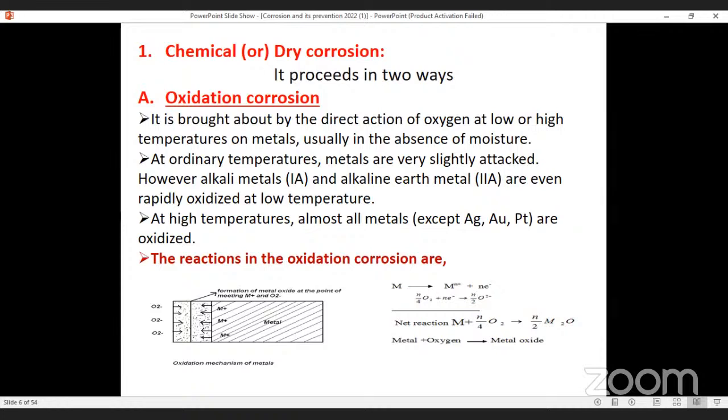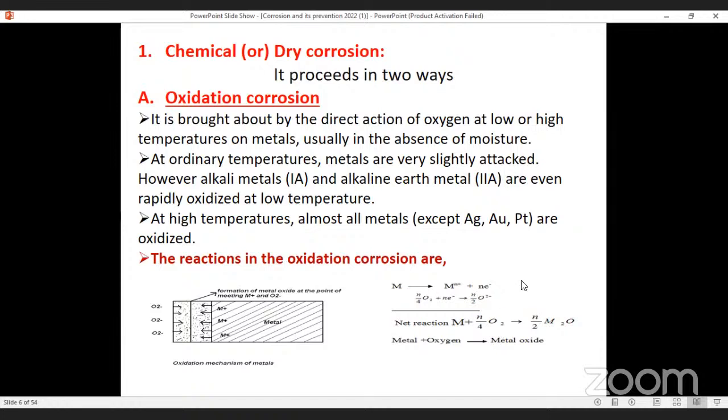So at ordinary temperatures, metals are very slightly attacked, right? However, alkali metals or alkaline earth metals, first A group and second A group, are rapidly oxidized even at low temperature. The first A and second A group elements readily undergo oxidation even at a low temperature. The remaining transition metals and other metals are involved in corrosion at a high temperature. Keep this sentence in mind: most metals are oxidized only at a high temperature.